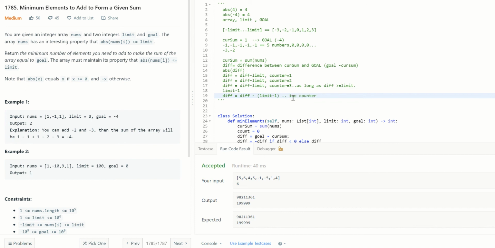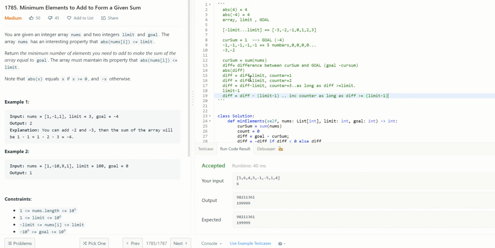So you go on doing this, right? You do this again, as many times as you can, as long as diff is greater than or equal to limit minus 1. Remember, we already subtracted 1 from limit, right? So limit minus 1, and then after this you go limit minus 2, limit minus 3, and so on, right? But how long are you going to do it?